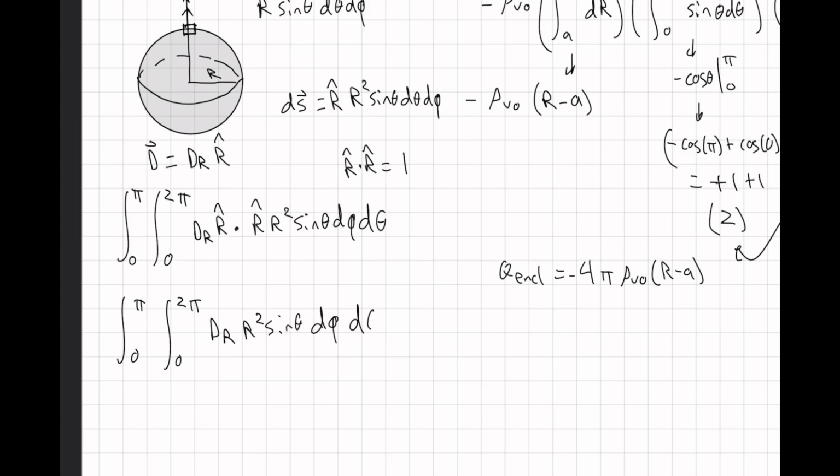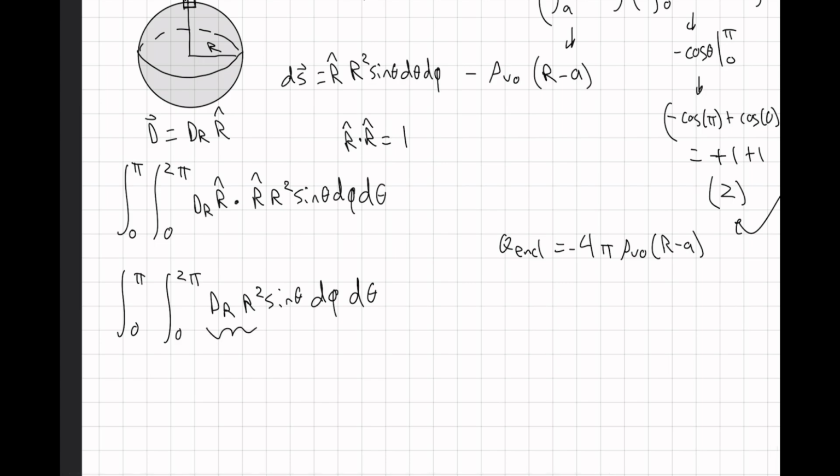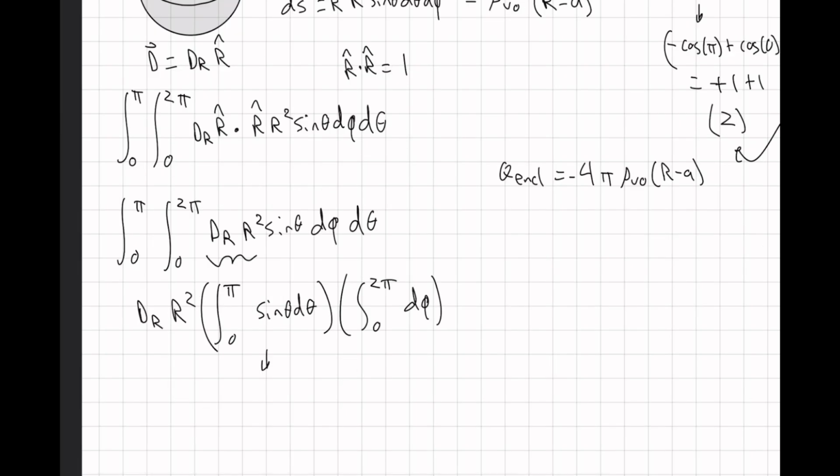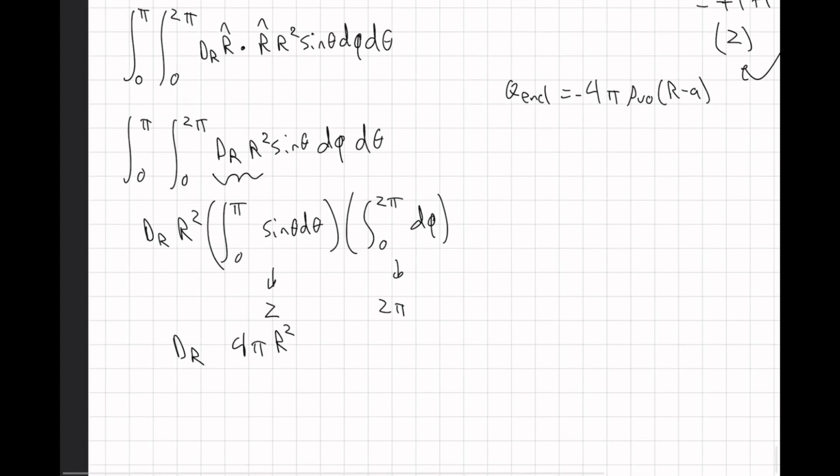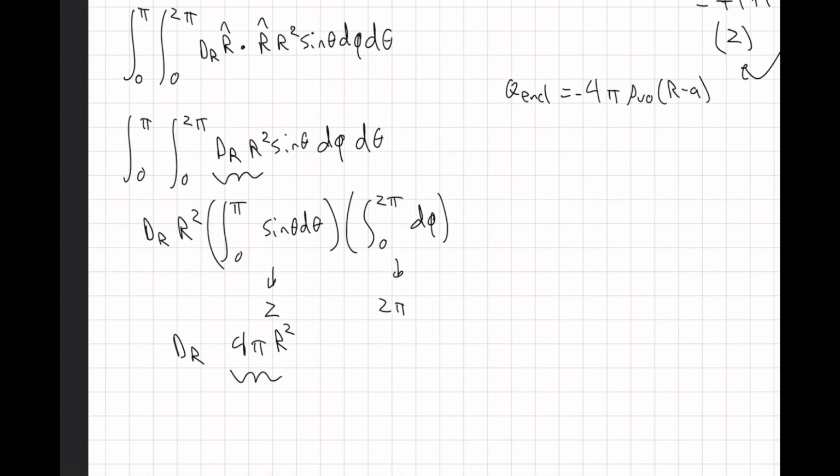Since these two don't depend on phi or theta, we can pull out Dr times r squared times the integration 0 to pi of sine theta d theta times the integration from 0 to 2 pi of d phi. So we did this integration already. This is 2. This is 2 pi. So we get 4 pi r squared and Dr. And something you'll notice here, that's just the surface area of a sphere with radius r.